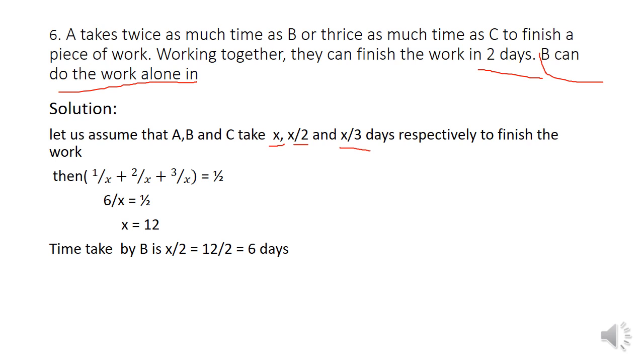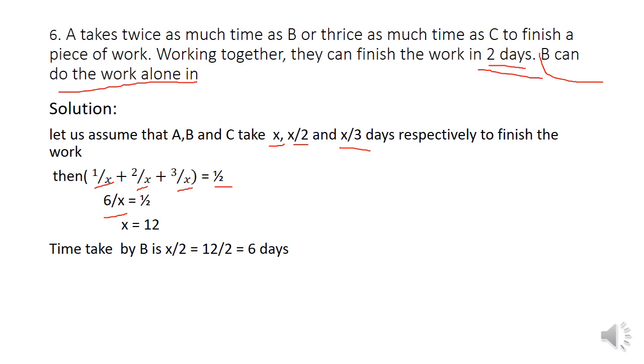Then the work done by them in 1 day is 1 by X, 2 by X and 3 by X respectively. So by adding this is equals to 1 by 2, as they did the work in 2 days. The work by them together in 1 day is 1 by 2. By adding this 1 by x plus 2 by x plus 3 by x, it will become 6 by x. This is equals to 1 by 2. By solving this, we will get x is equals to 12.